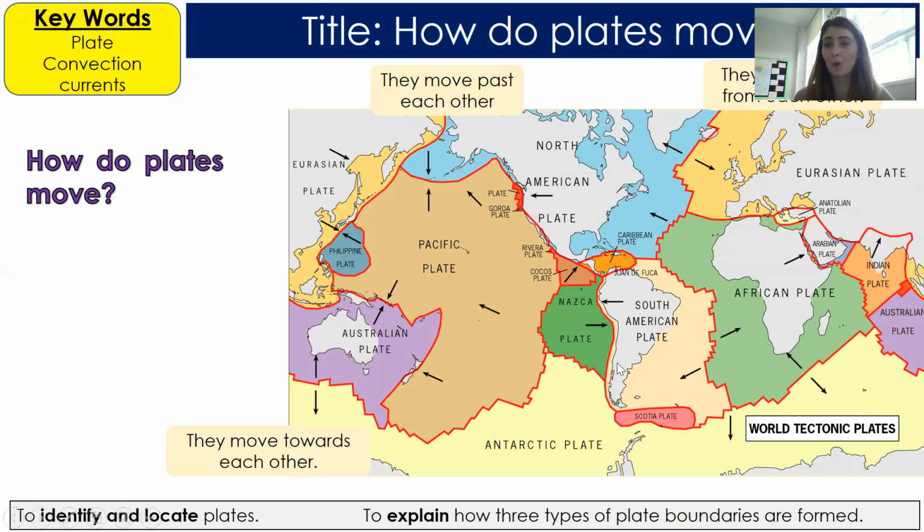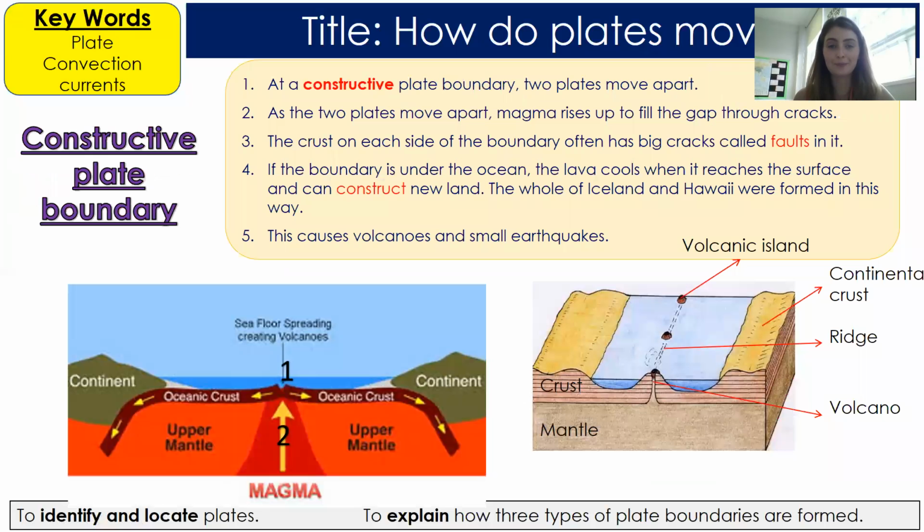So we're going to have a little look at what we call those, what forms there, and some good examples of places around the world on those plates. So our first plate is a constructive plate boundary. A constructive plate boundary means that 2 plates are moving apart from one another. As these plates move apart, magma rises to fill the gap through the cracks.